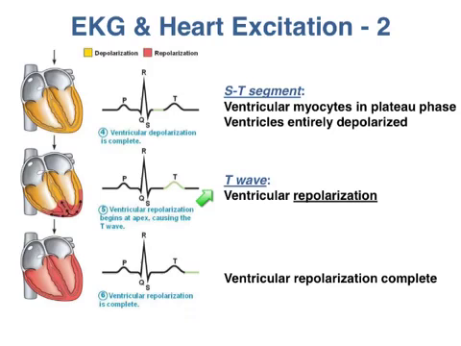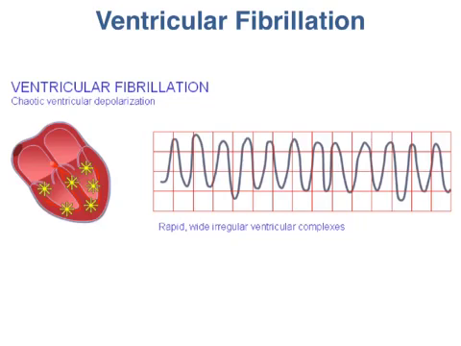Finally, after the T wave, ventricular repolarization is complete and the EKG is flat, briefly, until the atria depolarize. Ventricular fibrillation is a very dangerous situation in which depolarization of the ventricles is completely chaotic and uncoordinated. It produces a very distinctive look on an EKG.